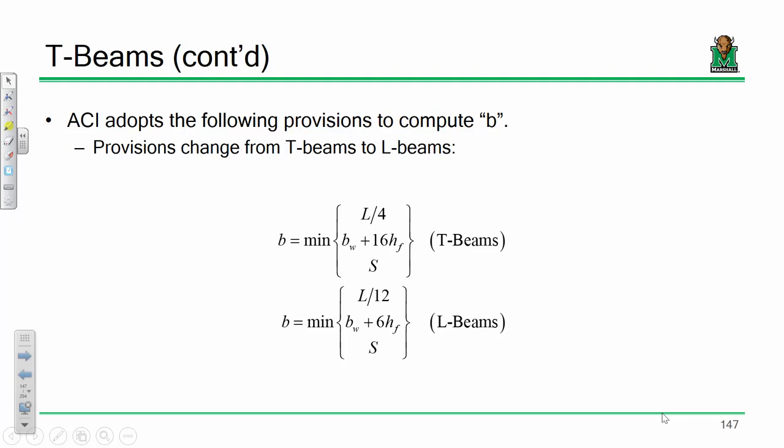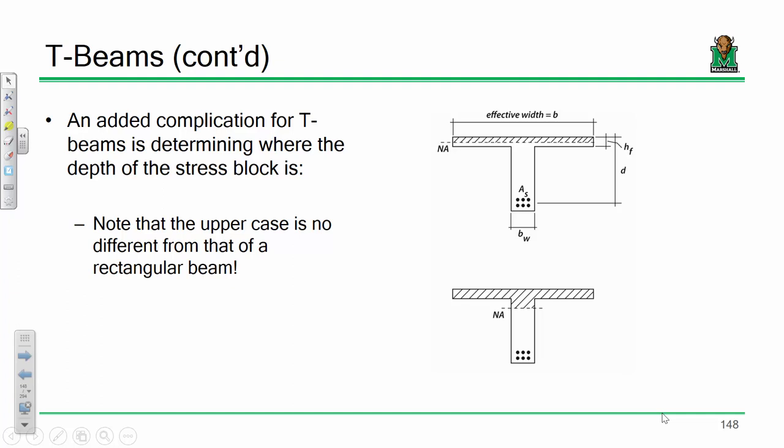For L beams, similar rules, just the constants are a little different. Again, it's pretty simple. The idea is that as you get away from the beam, the stresses in the deck decrease, so you have to pick a cutoff point where we'll say this is the part of the slab that we'll consider effective in transferring stress back to the beam. Make sense? That's the easy part, because you can look at a floor system and compute that in 5 seconds. Here's the hard part.